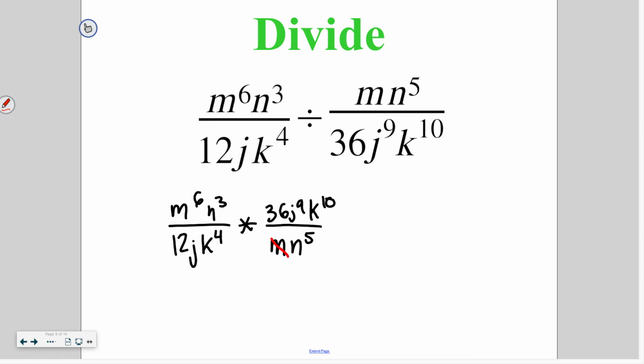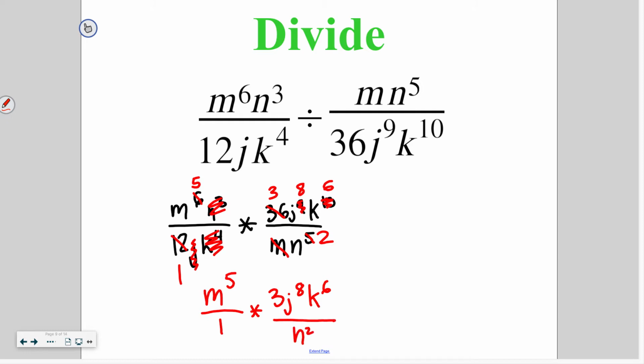I have 1 m and 6 m's, so I have 5 left over. I have 3 n's and 5 n's, so the 3 cancel out, and I have 2 left over. For the numbers, 36 and 12 can both be divided by 12, so we've got 1 and 3. I have 1j to cancel out, and I'm left with 8. 4 k's to cancel out, and I'm left with 6. So my problem now says m to the 5th over 1 times 3 j to the 8th k to the 6th over n to the 2nd.